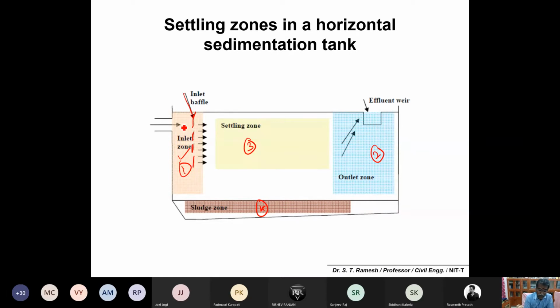The main objective in the sedimentation process is to bring down all the solids to a sludge zone. Otherwise, your efficiency may suffer, or the solids will come out as they are without any treatment. So the primary objective is to bring down all the particles to a sludge zone, and you have to design the inlet zone, outlet zone, and settling zone very nicely.